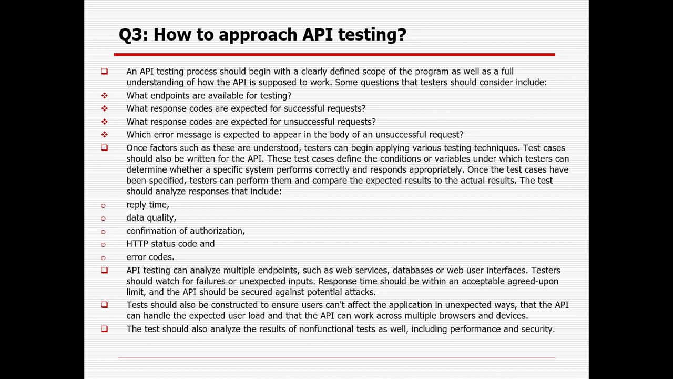API testing can analyze multiple endpoints such as web services, databases or web user interface. Testers should watch for failure or unexpected input. Response time should be within an acceptable agreed upon limit, and the API should be secured against potential attacks. Tests should also be constructed to ensure users cannot affect the application in unexpected ways, that the API can handle the expected user load, and that the API can work across multiple browsers and devices. The test should also analyze the results of non-functional tests, including performance and security.